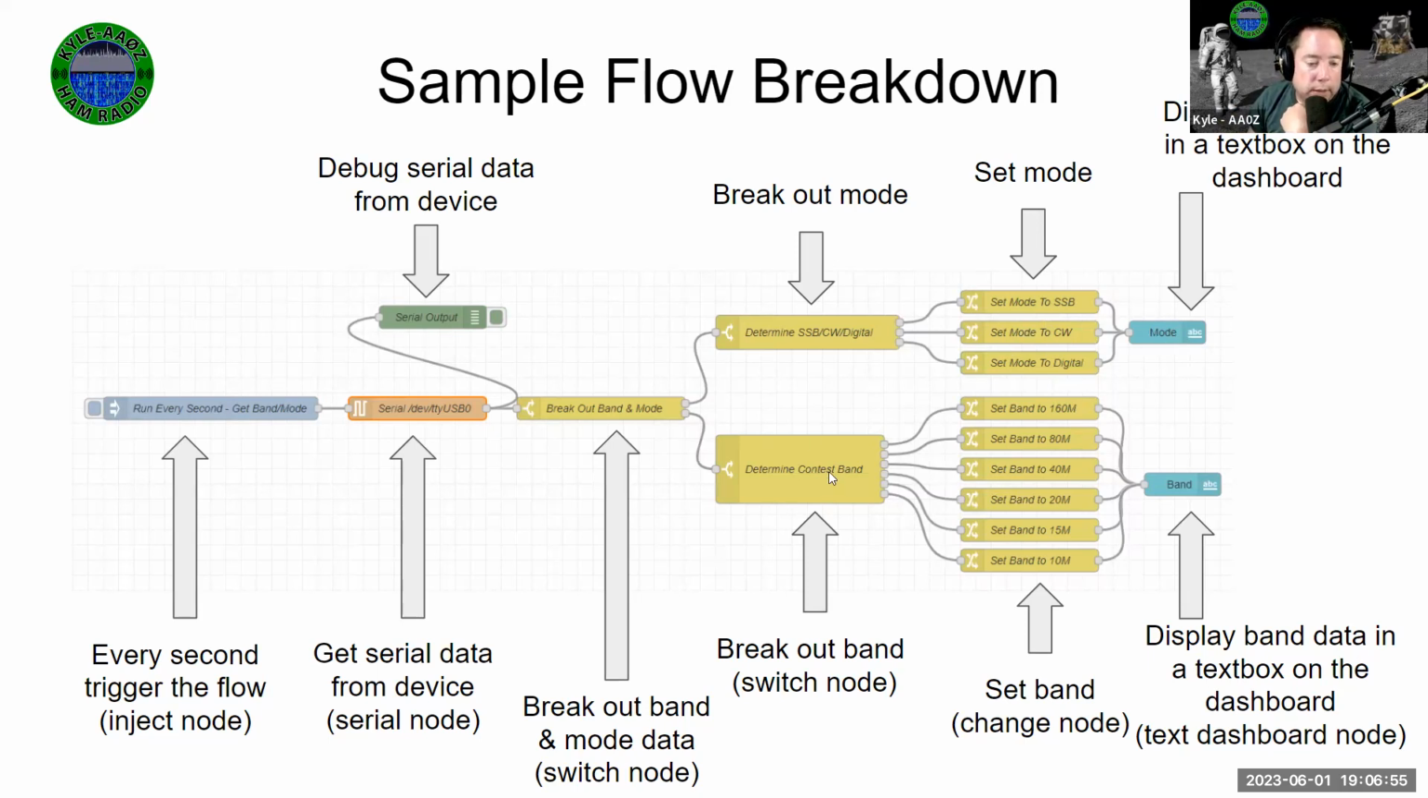Same thing with band. Here we might have 20, 40, 80, 160. So that will determine which junction this comes out of, and then maybe we change that number value to a string, and we set the band to 160 meters or set the band to 80, and then we display that in a text box on the dashboard. Does that make sense?